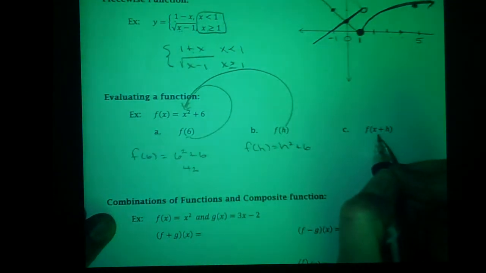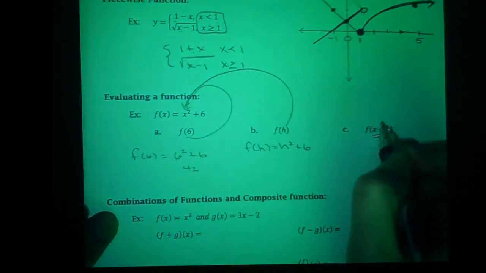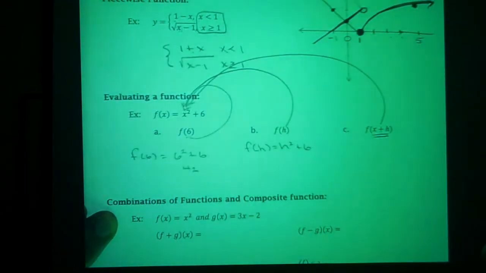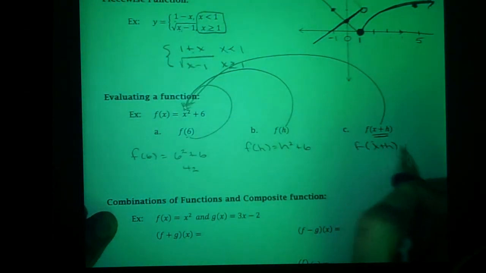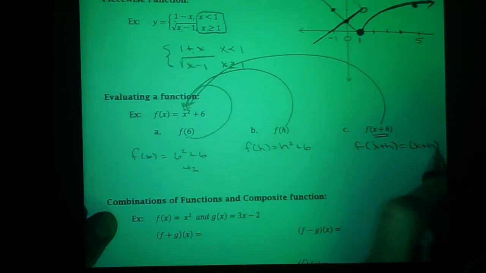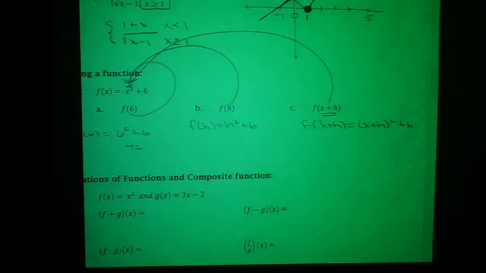And f of x plus h, which is going to be real important later on, just literally means you put x plus h in where the x is. So f of x plus h is (x plus h) squared plus 6. So you're evaluating this function x squared plus 6 and you're putting x plus h in instead. You could FOIL it out if you wanted to.